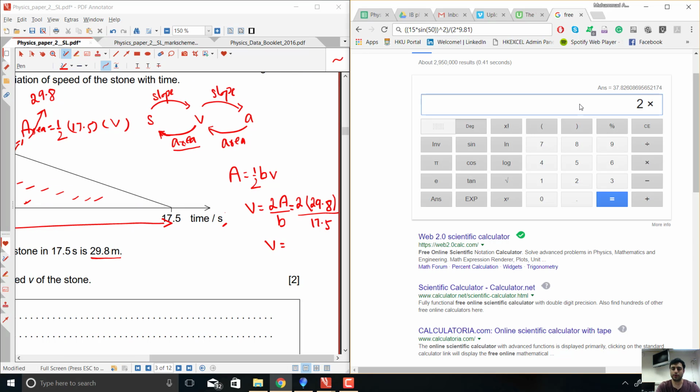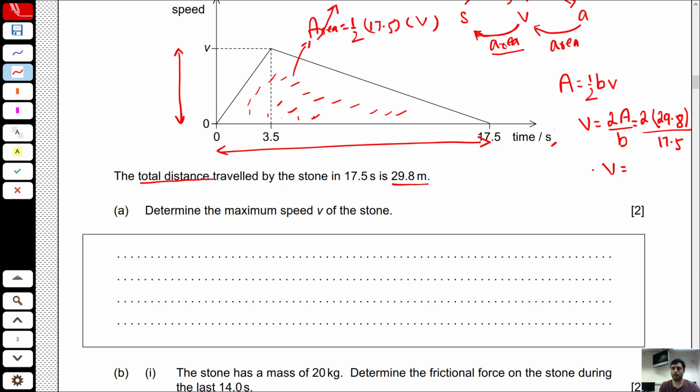So we have 2 times 9.8 divided by 17.5, and the result is 3.41, to 3 significant figures. So the maximum velocity achieved is 3.41 meters per second. Okay, so we have our point of maximum velocity.